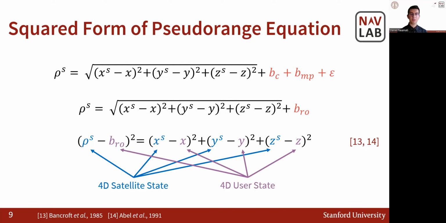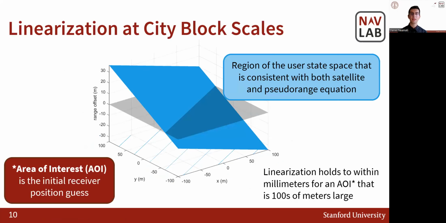So we're going to use this because it's very convenient for set-based operations. But because we're tackling urban GNSS problems, we really want to see what this equation looks like in the realm of the area of interest in an urban setting. So this is a conic equation, but when we look at, say, a city block, we see that this equation is basically linear for an area of interest of, say, hundreds of meters, and it's linear to within millimeters.